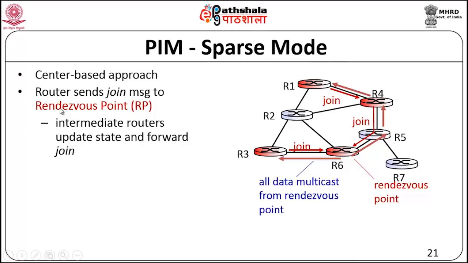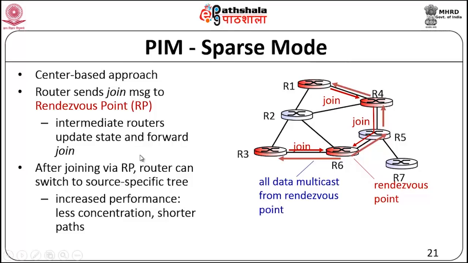So typically what happens in the sparse mode is that the router will send join messages to the rendezvous point, and all the intermediate routers will update the state and forward the join. They keep forwarding the join until it reaches the RP. After joining via the RP, the router can also switch to a source specific tree. This option is also there in sparse mode. Normally it will work in the shared tree mode, but you can also have a source specific tree mode. We will look shortly at how, in detail, that will happen.